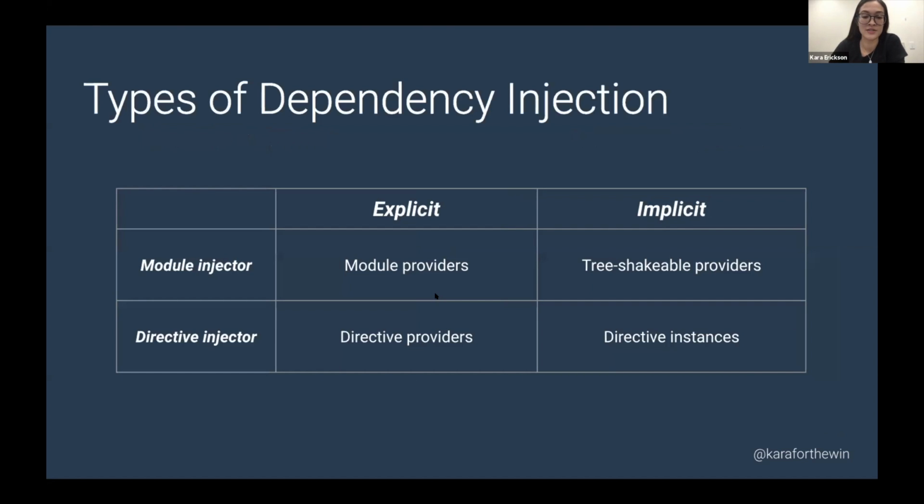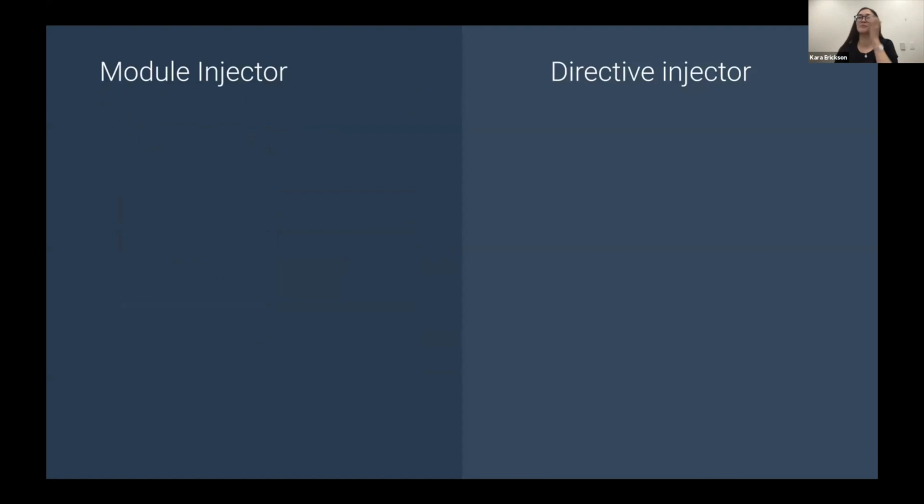So as you can see, there's a few different ways that you can make things available through DI, whether it's explicit or implicit. But the main thing to take away from this is that there are two different types of injection. There's module injection and directive injection. So why do we bother to have two different systems? Well, they have different trade-offs. So it kind of depends what you want to do.